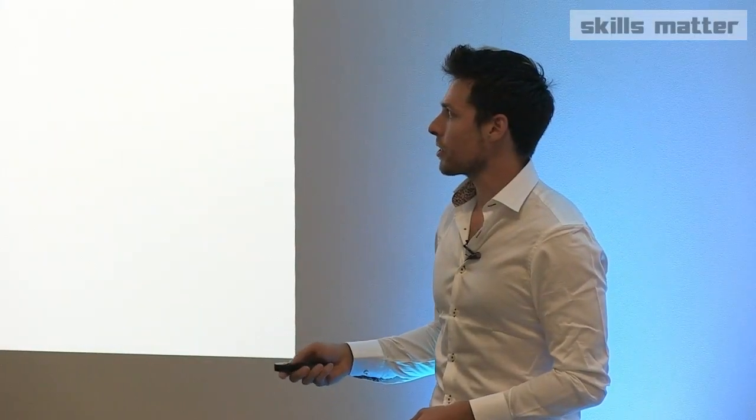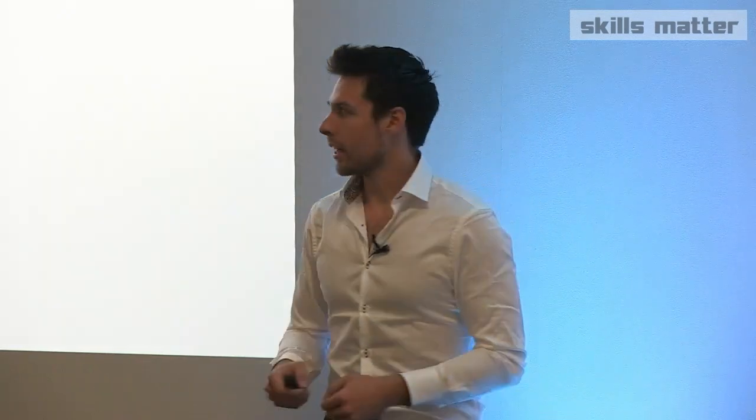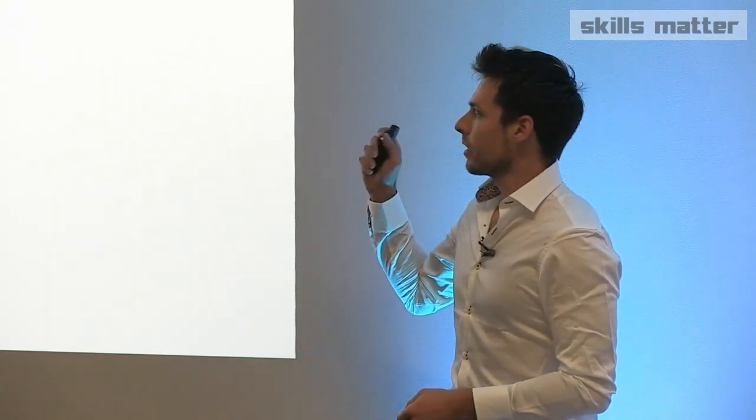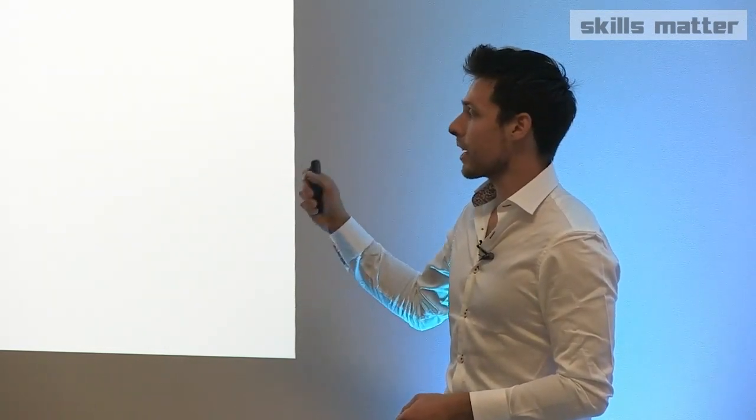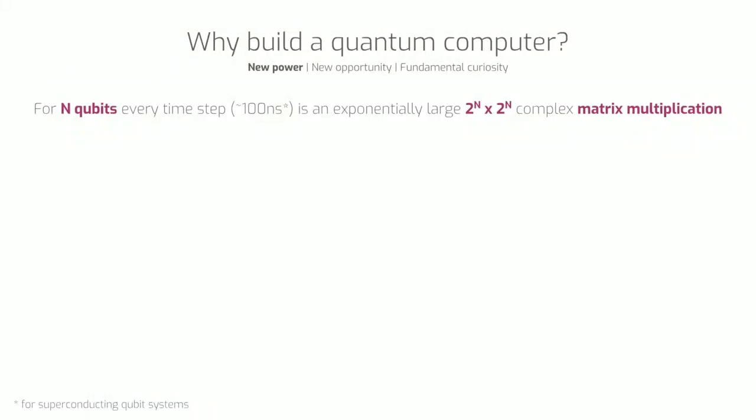So what's the better model? I like to think about it in this way. If you have n qubits, then every time step, which in the superconducting systems we work with is about 100 nanoseconds, you're doing an exponentially large complex matrix multiplication. And there are some crucial details here. This is an extremely powerful thing to have at hand. If this is 100 qubits, then you're multiplying 2 to the 100 by 2 to the 100 complex matrices in 100 nanoseconds. So here are the crucial details.